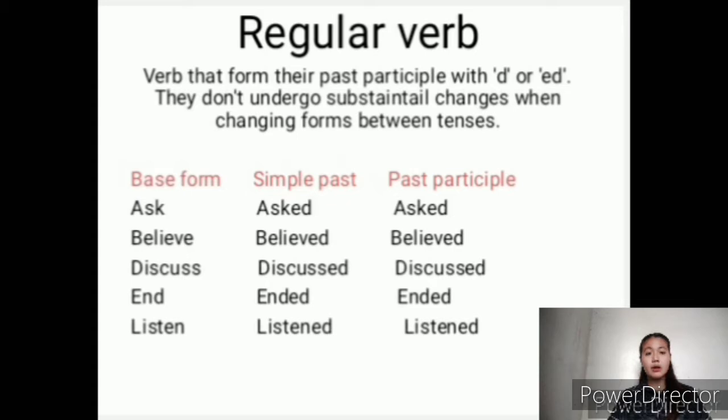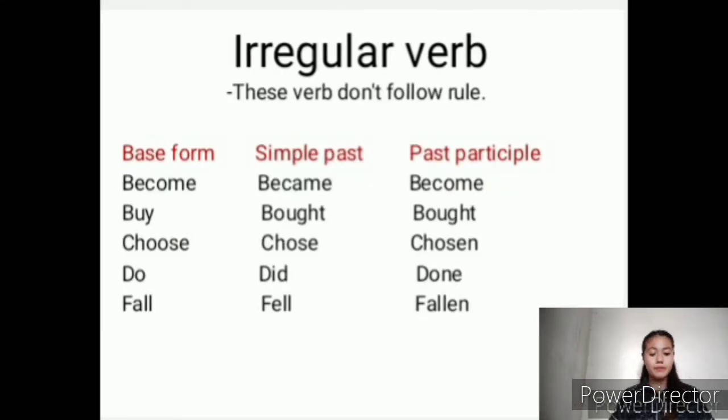Fifth, what is regular verb? Verbs that form their past and past participle with D or ED. They don't undergo substantial changes when changing forms between tenses. And there is a table: base form, simple past, past participle. Ask, asked, asked. Believe, believed, believed. Discuss, discussed, discussed. And lessen, lessened, lessened.